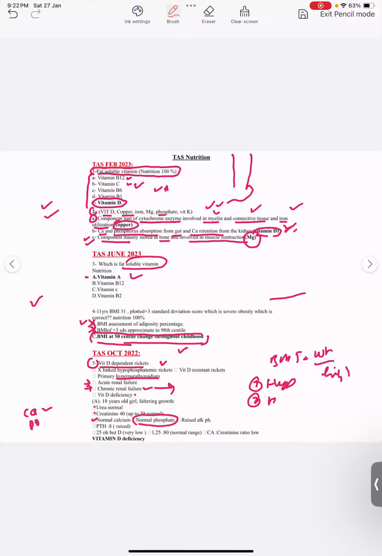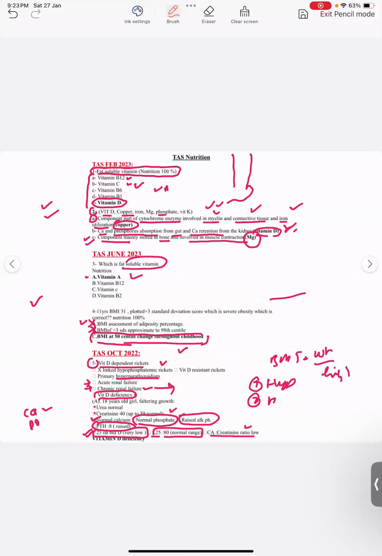Okay, all right. Is this vitamin D dependent rickets, or is this vitamin D deficiency rickets? In vitamin D deficiency, initially you may have normal calcium, you may have normal phosphate as a part of the compensation. There is a secondary hyperparathyroidism that is going to raise your alkaline phosphatase level. But see clearly, they have given me a 25 hydroxy vitamin D level that is very low, and 125 that is 80, which is in the normal range, ratio that is normal.